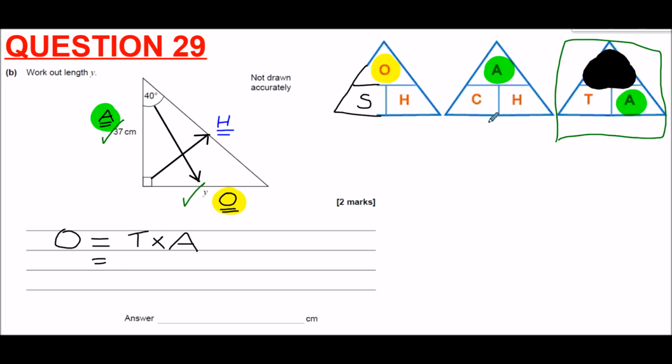Now T, C and S, when we're finding lengths of side, always stand for that thing followed by the angle we're talking about. So it doesn't just mean tan, T means tan of the angle in question, which should be 40. If we were finding a different side, it'd be sin 40. If it were C, it'd be cos of 40. And we multiply that by the adjacent side, which is 37.